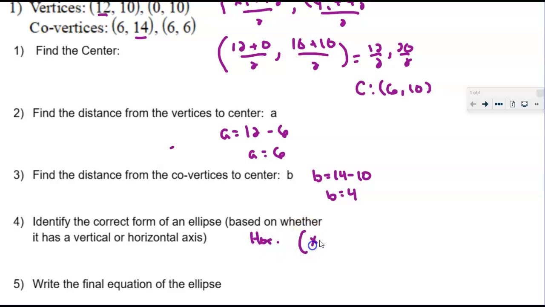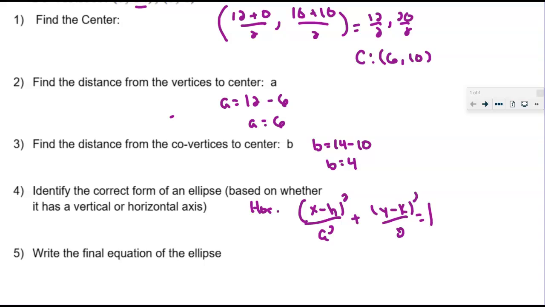which means it's going to be (x minus h) squared over a squared plus (y minus k) squared over b squared equals 1. In this case, we know that the center is (6, 10), and we know a and b. So I can plug those into this equation, and my final equation is going to be (x minus 6) squared over 36, because that's what 6 squared is. And then we're going to do (y minus 10) squared over b squared, which is 4 squared, which is 16, equals 1.